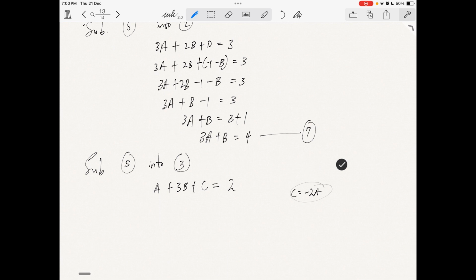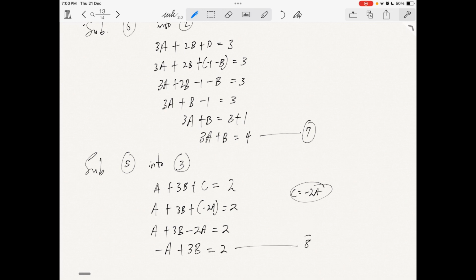Wherever I see c, I put minus 2a, so a plus 3b plus minus 2a is equals to 2. So we'll have a plus 3b minus 2a is equals to 2. So a minus 2a will give me minus a plus 3b is equal to 2. So this will give me equation 8. Now if you look at equation 7 and equation 8, we have two simultaneous equations, right? We have two unknowns, a and b, and two equations. So we can solve these.